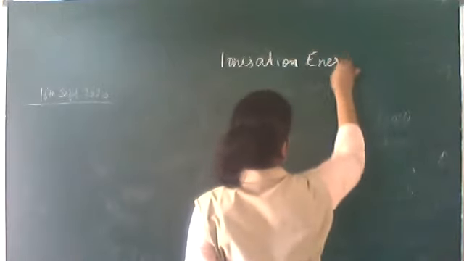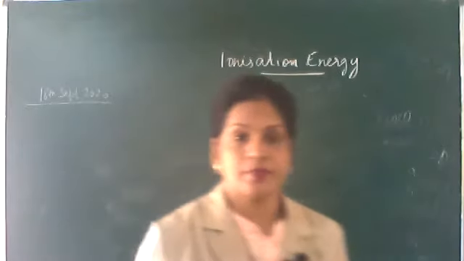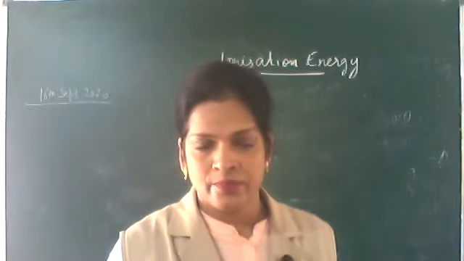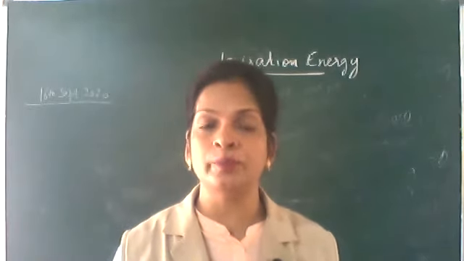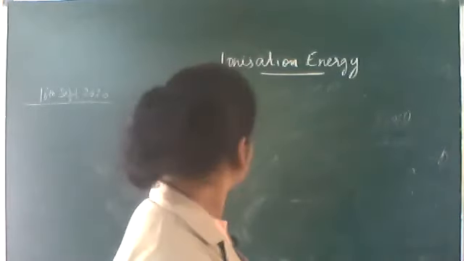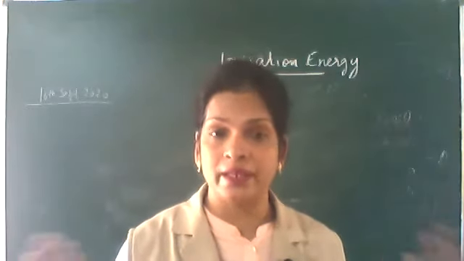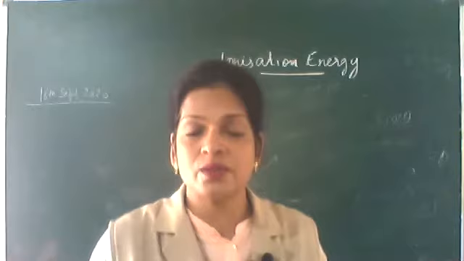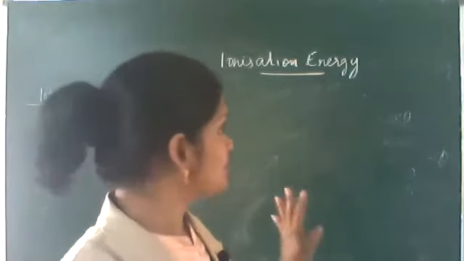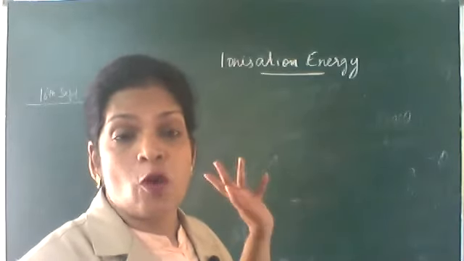Ionization energy, or ionization potential, or ionization enthalpy. To ionize means from a neutral atom you are going to make either a cation or an anion, which means you are going to make an ion. But ionization energy means you are going to make a cation from a neutral atom.